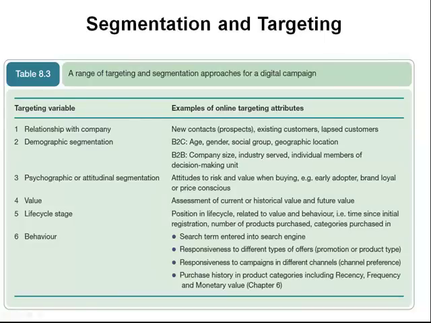Dig into segmentation and targeting. There is a table in your book, table 8.3, that really focuses on the types of targeting and segmentation approaches that you can utilize in a digital campaign. For example, relationship to the company. Have they ever purchased your products before? Are they new buyers for automobiles in general? Are they current customers or owners of your vehicles, and can you approach them from that perspective? Or have they, for example, purchased a car once, went to another brand? How can you attract them to come back to your car?